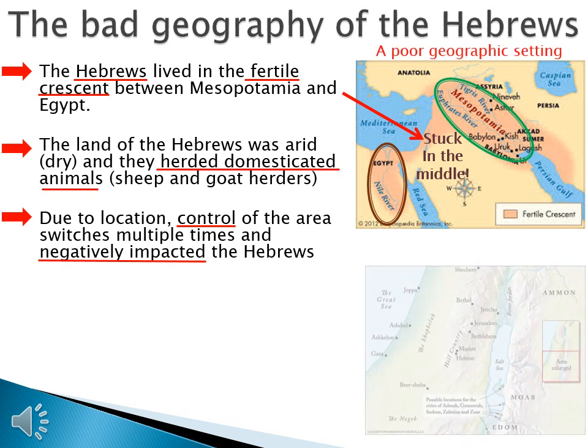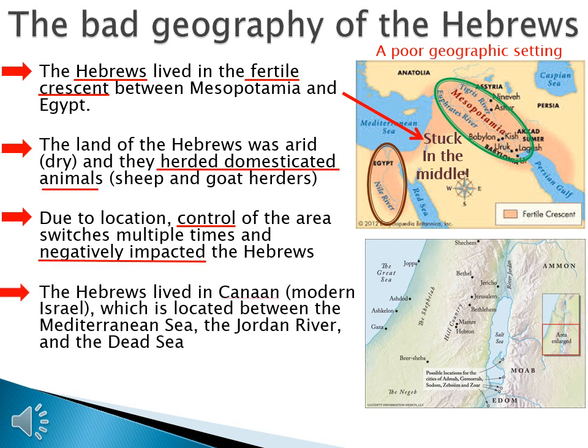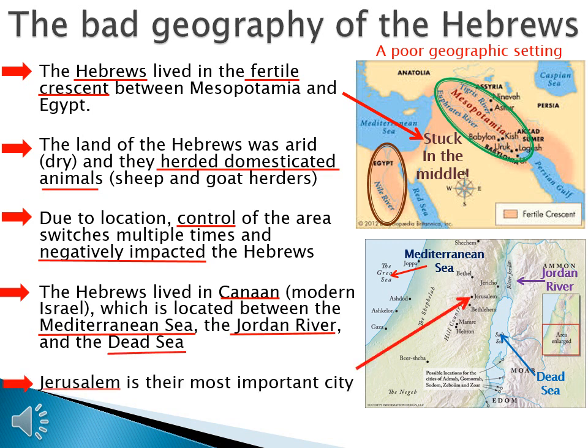Let's look a little closer at the land of the Hebrews. The Hebrews lived in Canaan, which is modern Israel. Canaan was located between the Mediterranean Sea, the Jordan River, and the Dead Sea. And Jerusalem is the most important city of the Hebrews. Go to the next slide.